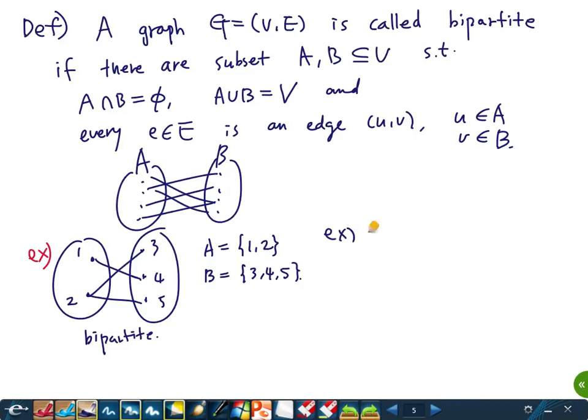Another example, let's say we have 1, 2, 3, 4. Is this bipartite?